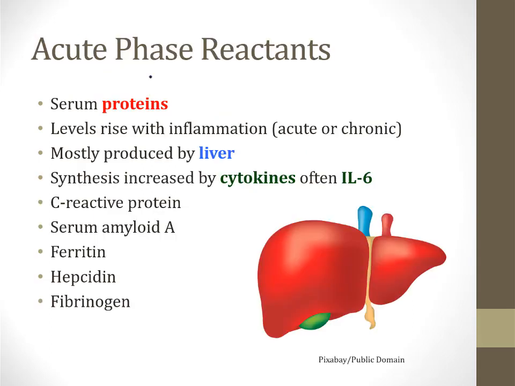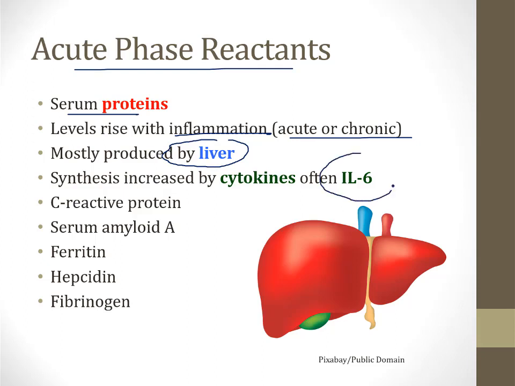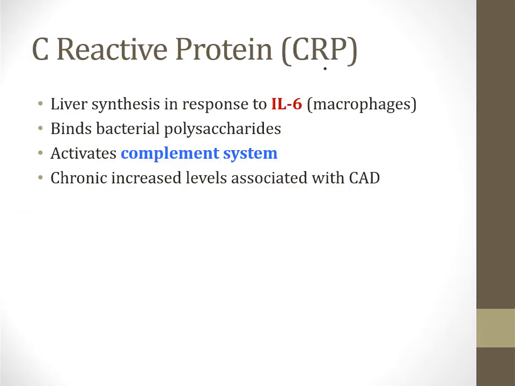For the remainder of this video, I'm going to talk about acute phase reactants. These are all serum proteins whose levels rise in the setting of inflammation, either acute or chronic. Most of them are produced by the liver, and their synthesis is increased usually by cytokines. For most of these, the cytokine that drives their synthesis is IL-6. There are 5 acute phase reactants that are important for you to know, and we'll go through all these in the next few slides. C-reactive protein is usually just called CRP.